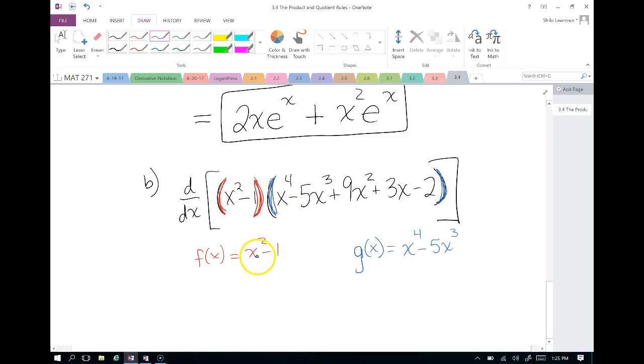So our f of x is x squared minus 1. Our g of x is x to the 4th minus 5x cubed plus 9x squared plus 3x minus 2. And we want each of their derivatives. F prime of x, well, the derivative for x squared is 2x. The minus 1 is a constant, so its derivative is 0, so we don't write anything. You don't write plus or minus 0. And then for g of x, we've got this really long polynomial, but we just do the power rule on each piece. So we're going to get 4x cubed minus 15x squared plus 18x plus 3.